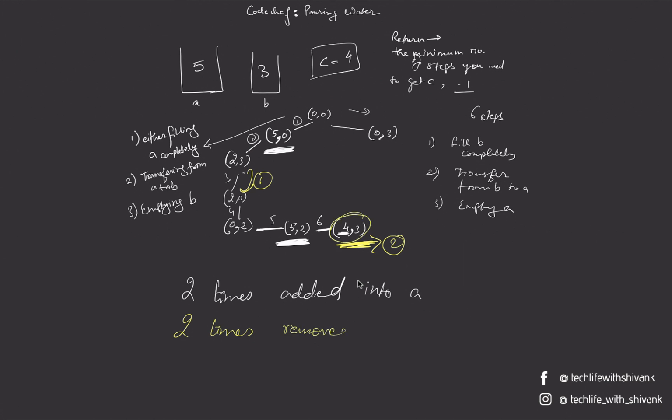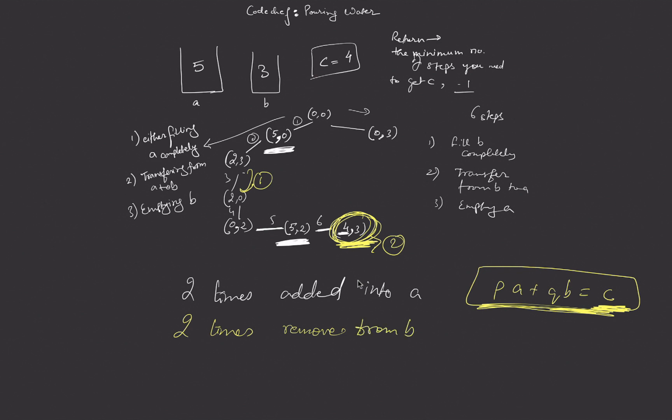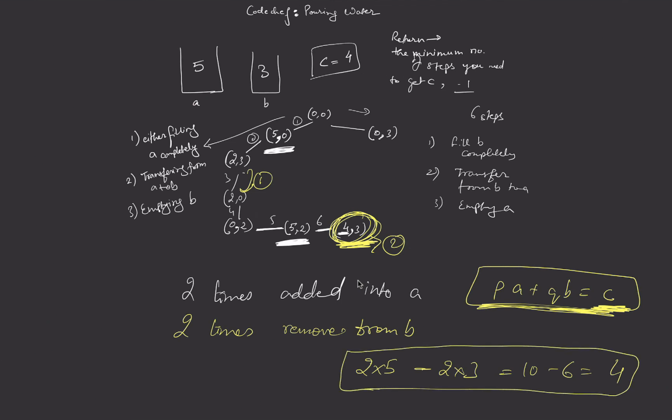Although for our current problem we need to stop at this state, because we have obtained 4 liters of water in one of the containers and we can stop here. So the answer is 6. But if you look at the mathematical equation PA plus QB is equal to C, we have to obtain exactly C liters of water, so we have to remove 2 times from B. This corresponds to 2 times add into A, means 2 times 5, and remove 2 times from B, means 2 times 3, which means 10 minus 6, which is 4. And this way we have obtained exactly 4 liters of water.